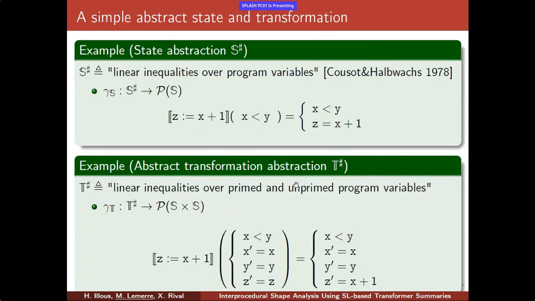It is a set of linear equalities over primed and unprimed program variables, where the primed program variables represent the next version of the variable. So for instance, if I take the same program and I apply it to the same input state, then I will get in the end that we still have that x is smaller than y, and in the end, z prime, the next version of z, is equal to the previous version of x plus 1.